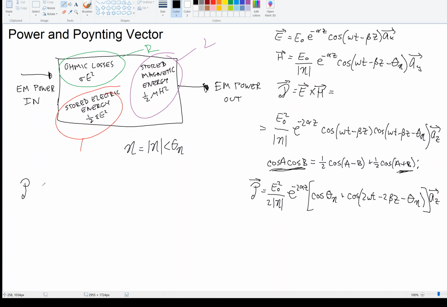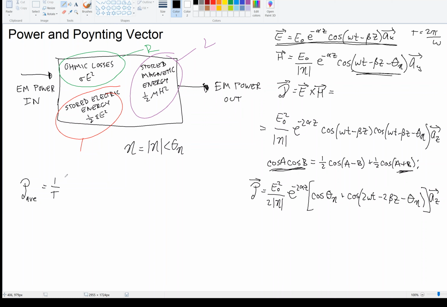So now I'm going to write script P with subscript AVE for average. We're going to integrate this over the period of our wave. Here's our electric field, and it has a period of 2 pi over omega. And same with this thing, it has a period of 2 pi over omega. The idea is that if you take the average value over one period, then that's the average value over all time because it repeats.